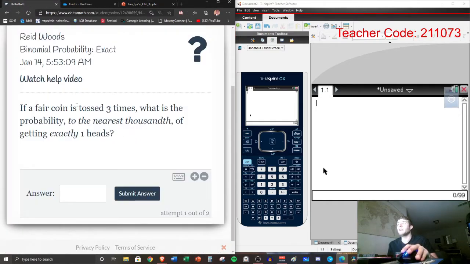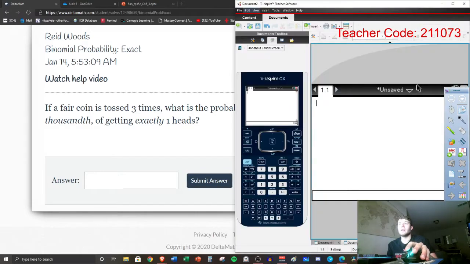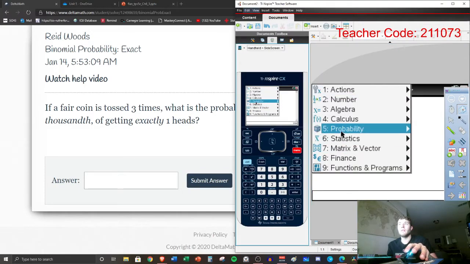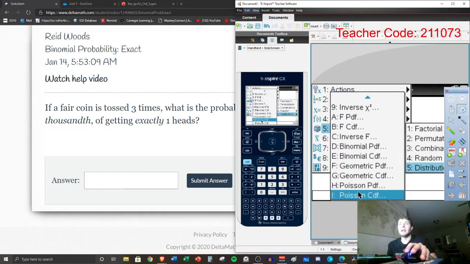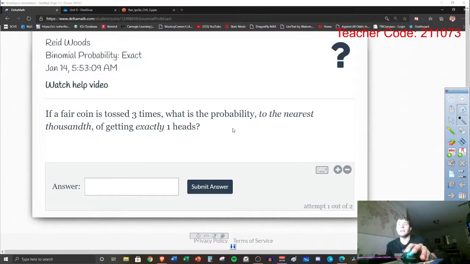It says if a fair coin is tossed 3 times, what is the probability, to the nearest thousandth, of getting exactly 1 heads? I want to explain what you should be doing, because in the calculator, when you press menu 5 and go down to binomial PDF, it's going to ask you for 3 things: number of trials, probability of success, and then the X value, which is the number of successes you want. So let's analyze this.